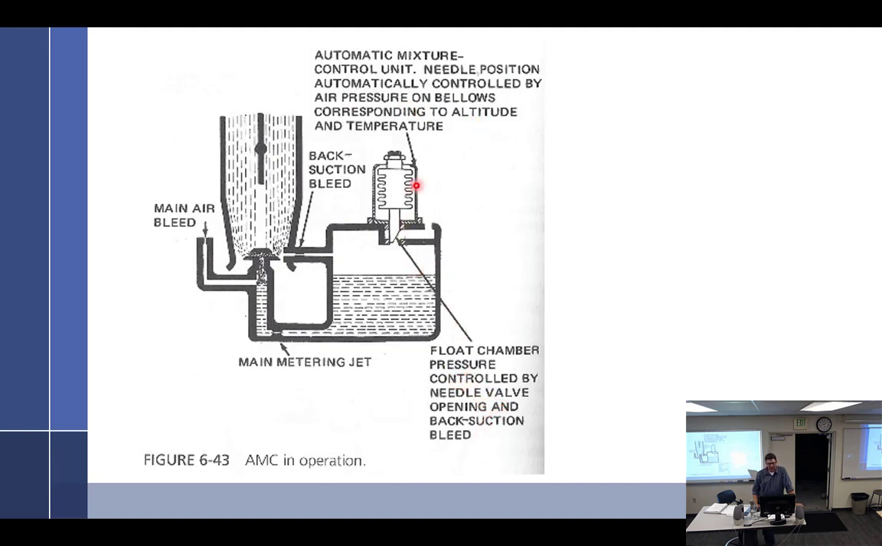So what is it doing? We can see here that as we go up in altitude, it's going to do what? Expand. So when we're down here, it's going to be contracted, and there's going to be a passage right here. As we go up in altitude, it's going to start to restrict that passage. Well, what do we have right here?